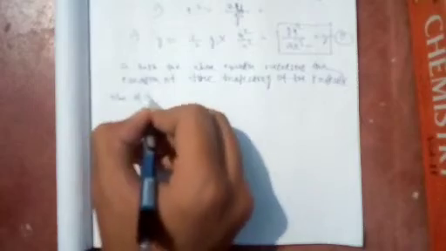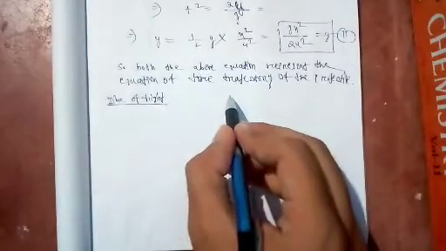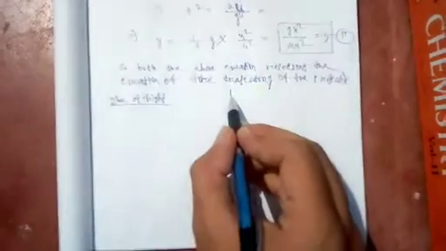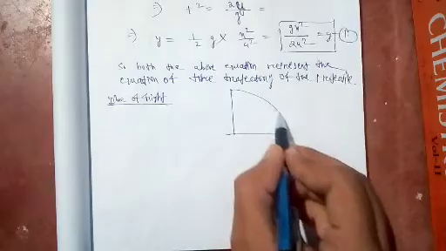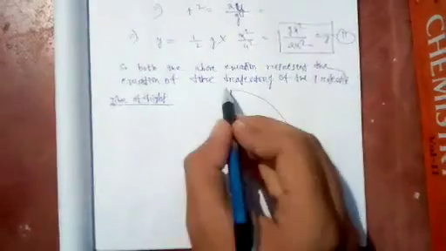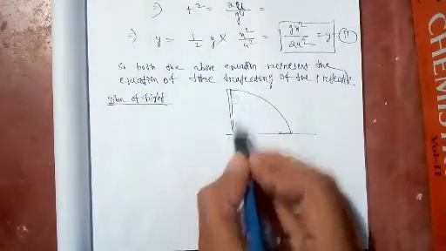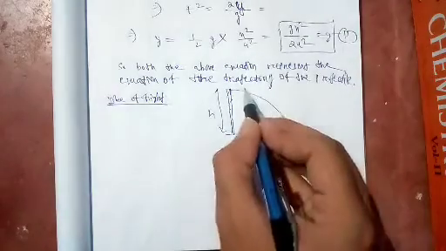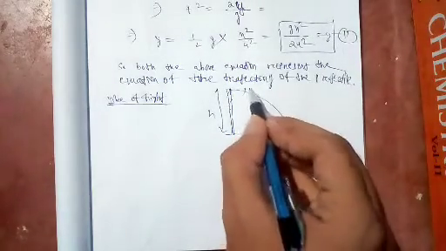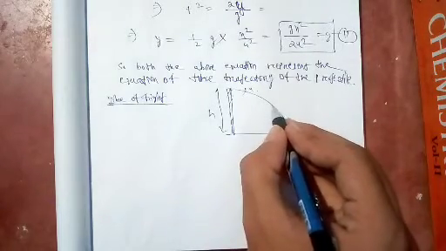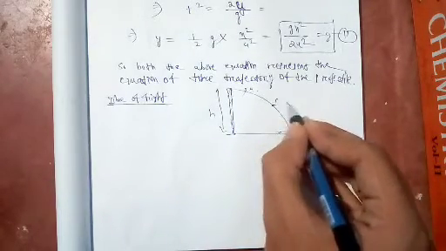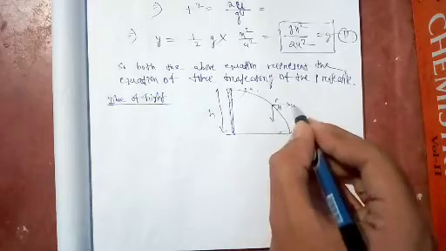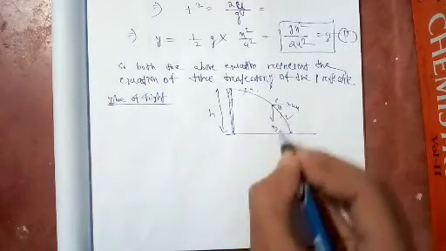time of flight. Okay, what is time of flight? It is how much time a projectile takes to complete its journey. Okay, this is the height, this is the u. Consider a point P, that is ux, that is uy, that is u.